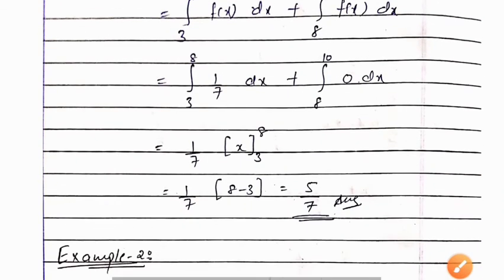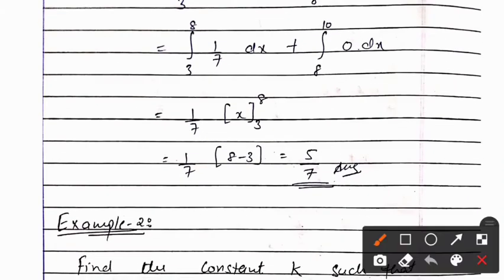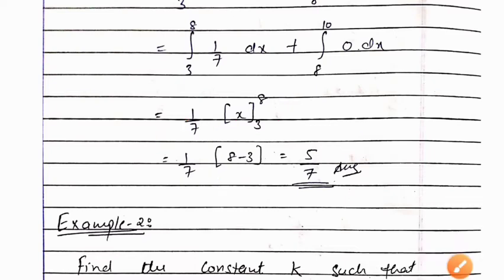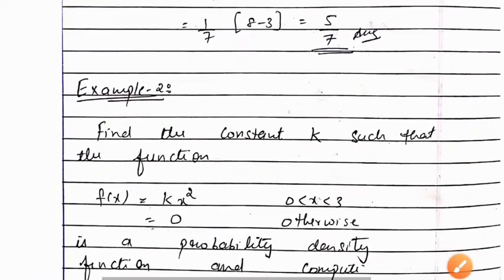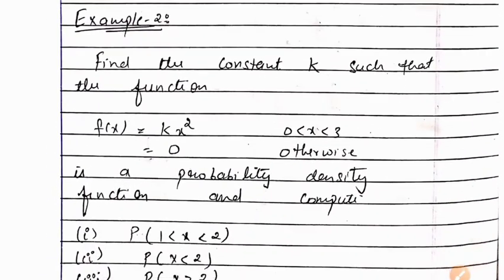Again we are keeping 1 by 7 as constant, integration of dx will be x, and we'll put the limit over here. So upper limit minus lower limit, 8 minus 3, this is equal to 5 by 7. So this is the value of P for 3 less than x less than 8. Right? Let us move towards the next example.